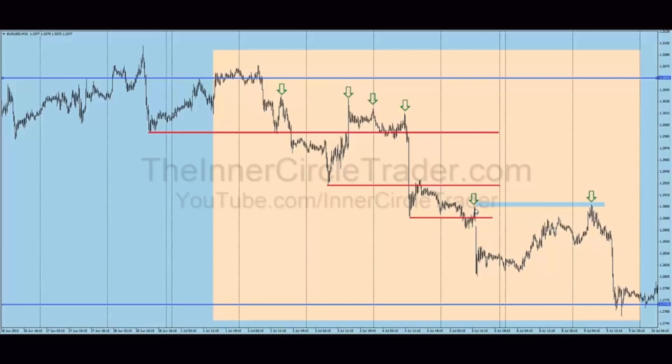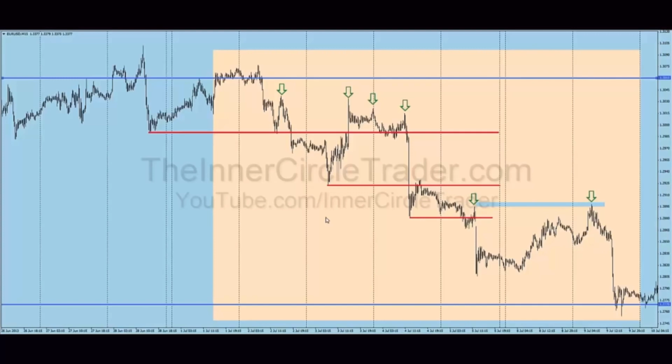This is New York Open. This is the very beginning of New York Open. This is Asia. This is London Close. And this is London Close as well. So you can see there are specific turning points that are occurring at session open and closings.